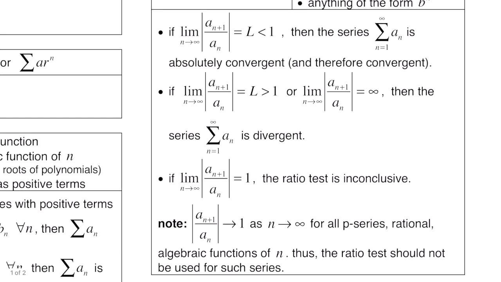We have a note. It says that the ratio a sub n plus 1 divided by a sub n in absolute value goes to 1 as n goes to infinity for all p-series and rational algebraic functions of n, thus the ratio test should not be used for such series.